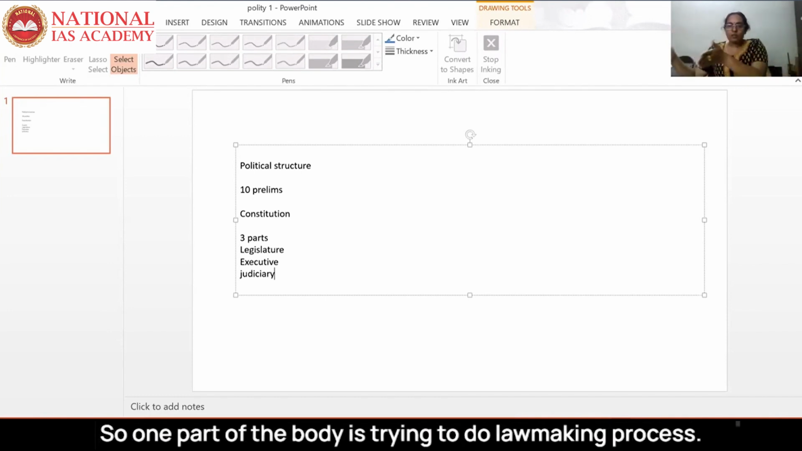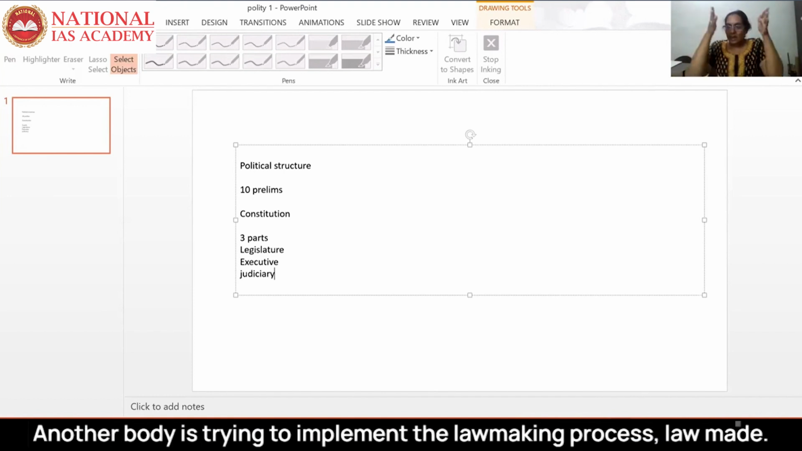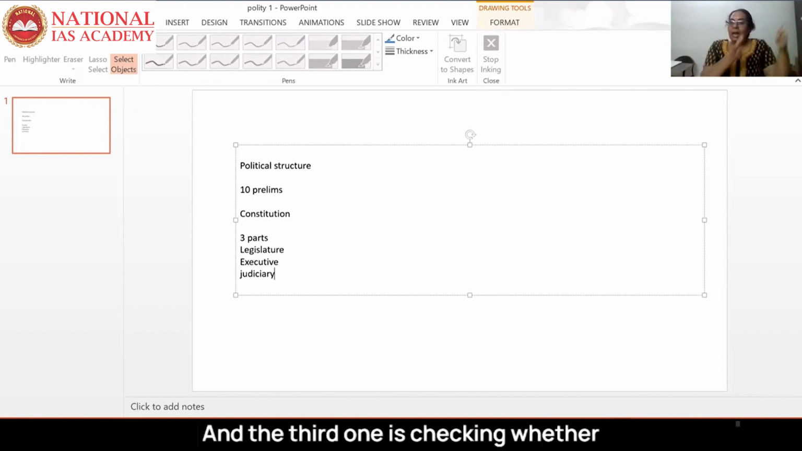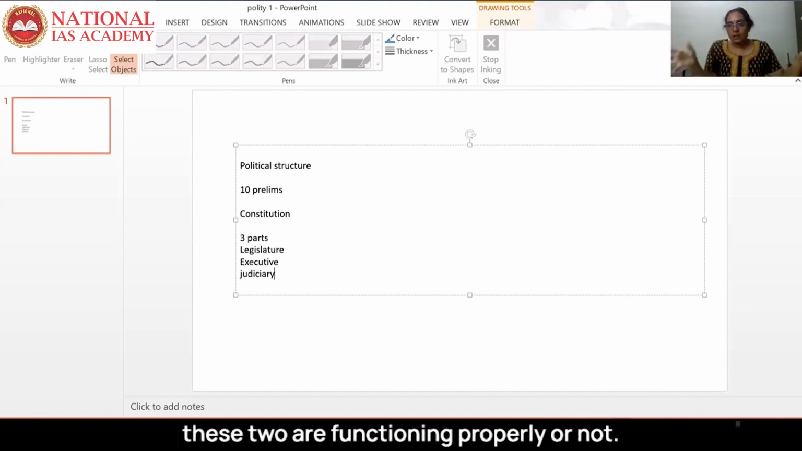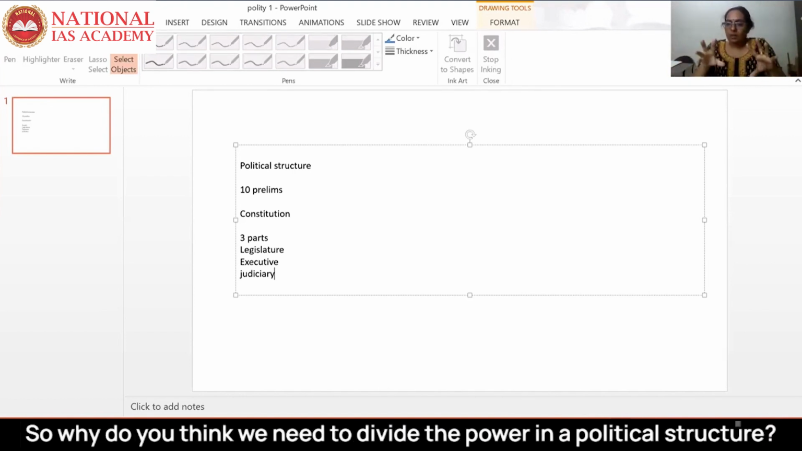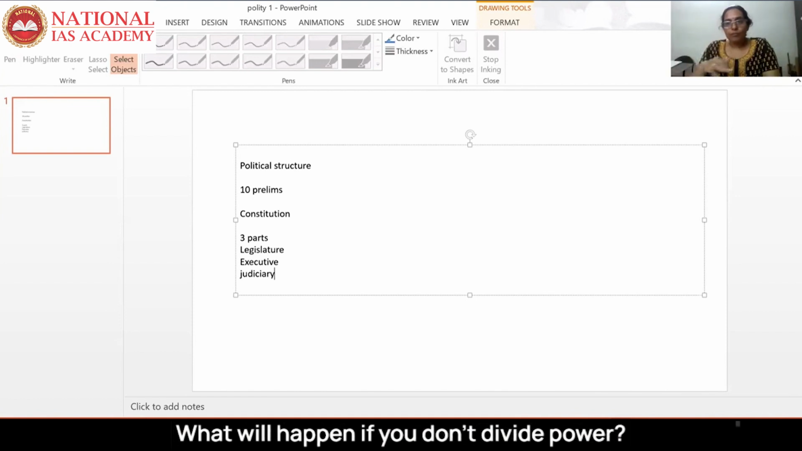So one part of the body is trying to do the lawmaking process. Another body is trying to implement the law made. And the third one is checking whether these two are functioning properly or not. So why do you think we need to divide the power in a political structure? What will happen if you don't divide power?